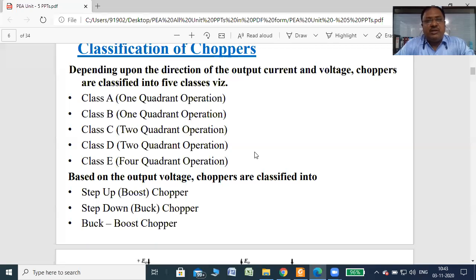The classification depends upon the output current and voltage. The choppers are classified as class A, class B, class C, class D, and class E. Class A is also called a one quadrant chopper. Class B is also called a one quadrant chopper. Then class C is a two quadrant chopper, class D is a two quadrant chopper, and so on.